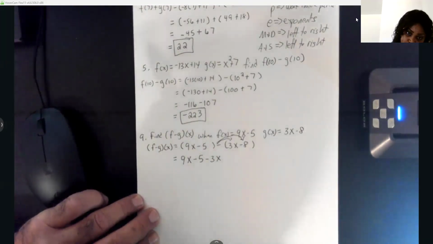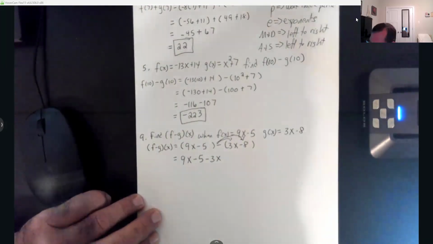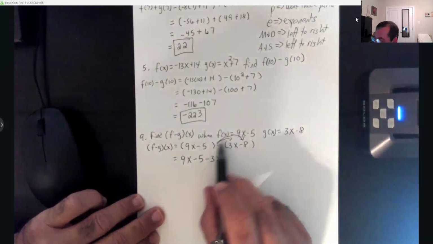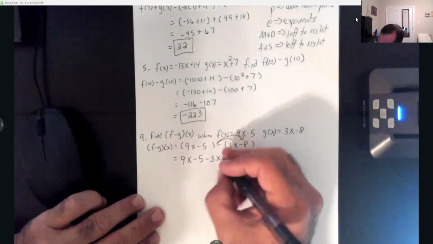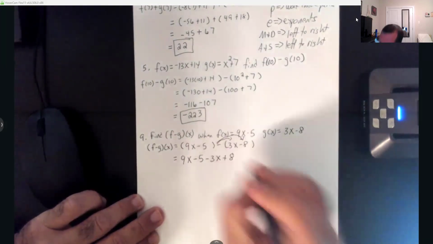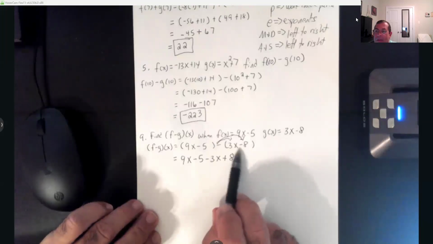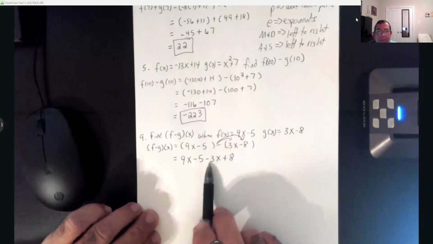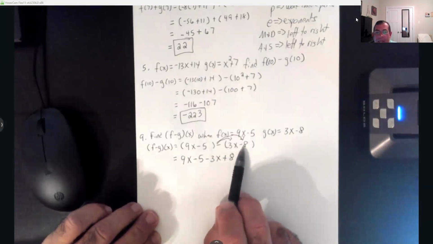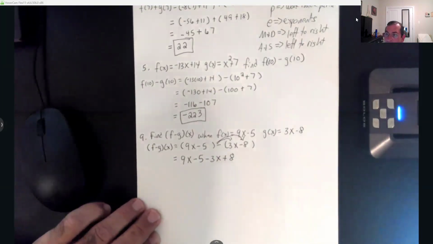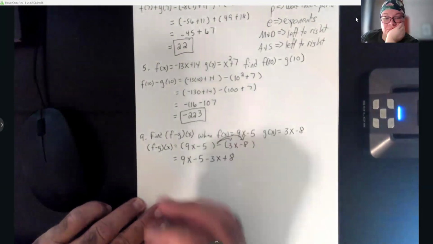I think y'all said it. What did y'all say? 8. Because that's going to make that a positive, because now you're subtracting a negative, which makes that a positive 8. So subtraction changes the signs of everything. This 3x was positive, is now negative. This 8 was negative, is now positive. And y'all look at that. Can you go further? Yes.